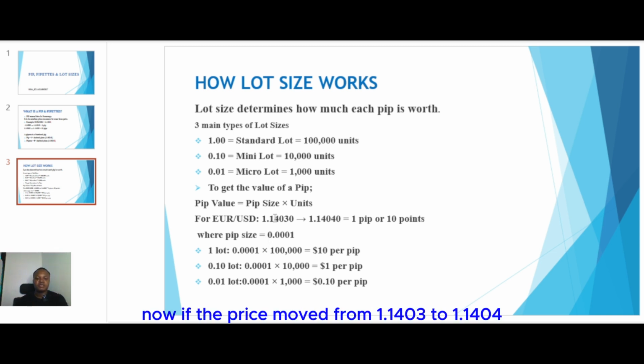Now, if the price moved from 1.1403 to 1.1404, that is 1 pip, right? If you use a standard lot size, you are in $10 profits. If you use a mini lot size, it means you are in $1 profits. And if you use a micro lot size, it means you are in 10 cents profits.